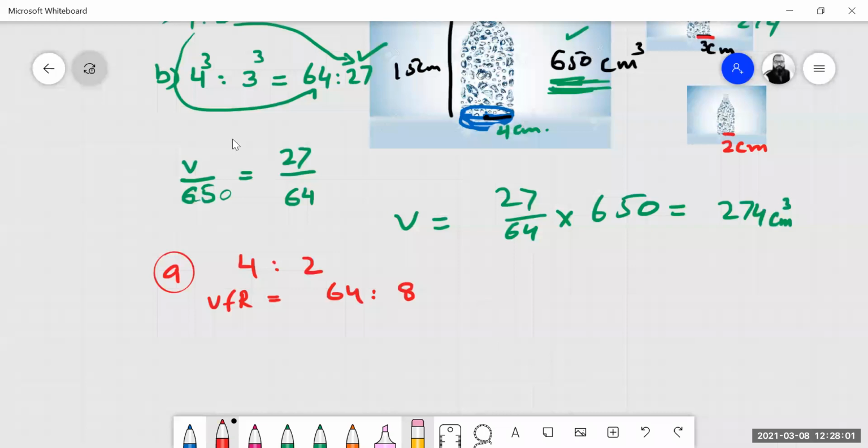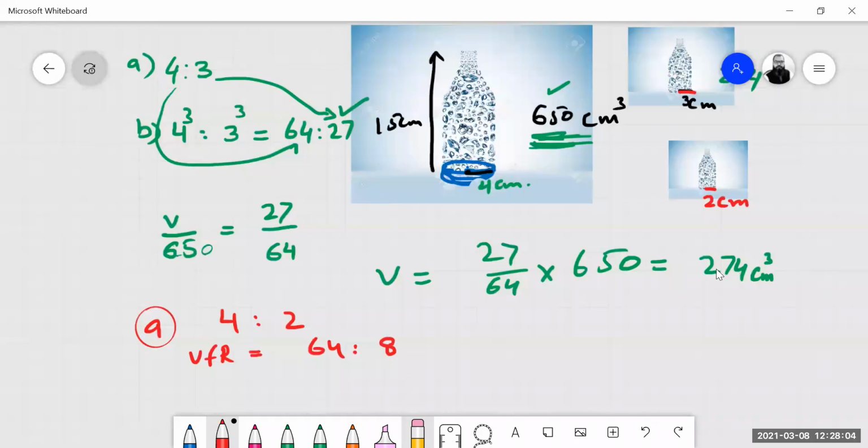If here it was 3, this is the answer. If here it is 2, what will change? What will be the change? If here is 2, I think 27 will change. Yes, 27 will change, and what will come here? It depends on the number. 4 cube is equal to 64 and 2 cube is equal to 8. That's the thing I am telling you.